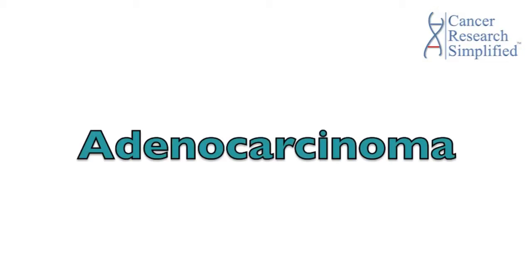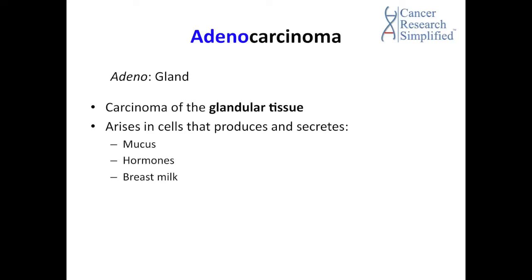Now let's talk about adenocarcinomas. What are adenocarcinomas and what are the types of adenocarcinomas? Adeno means gland, and adenocarcinoma refers to a carcinoma of glandular tissue. In other words, this carcinoma type arises in cells that produce and secrete mucus and other fluids such as hormones and breast milk. Now let's have a closer look at adenocarcinomas.